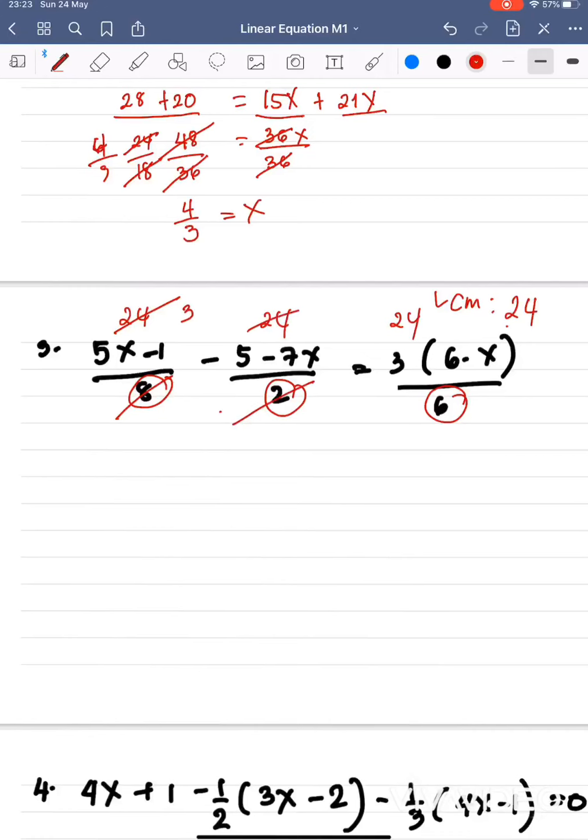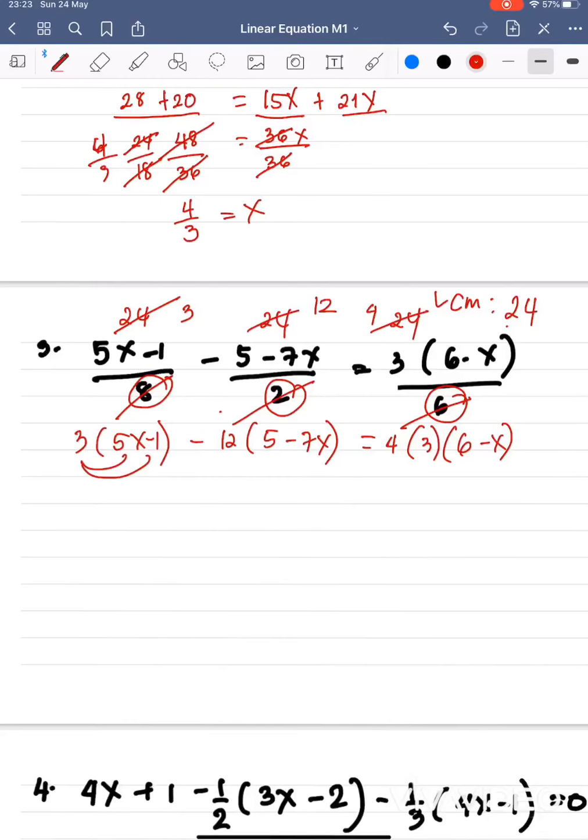I can cut this one, that is equal to 12, and I can cut this one, which is equal to 4. So I have now 3 times the quantity of 5x minus 1 minus 12 times the quantity 5 minus 7x. That is equal to 4 times 3 times the quantity of 6 minus x. I can now distribute 3 to this quantity here.